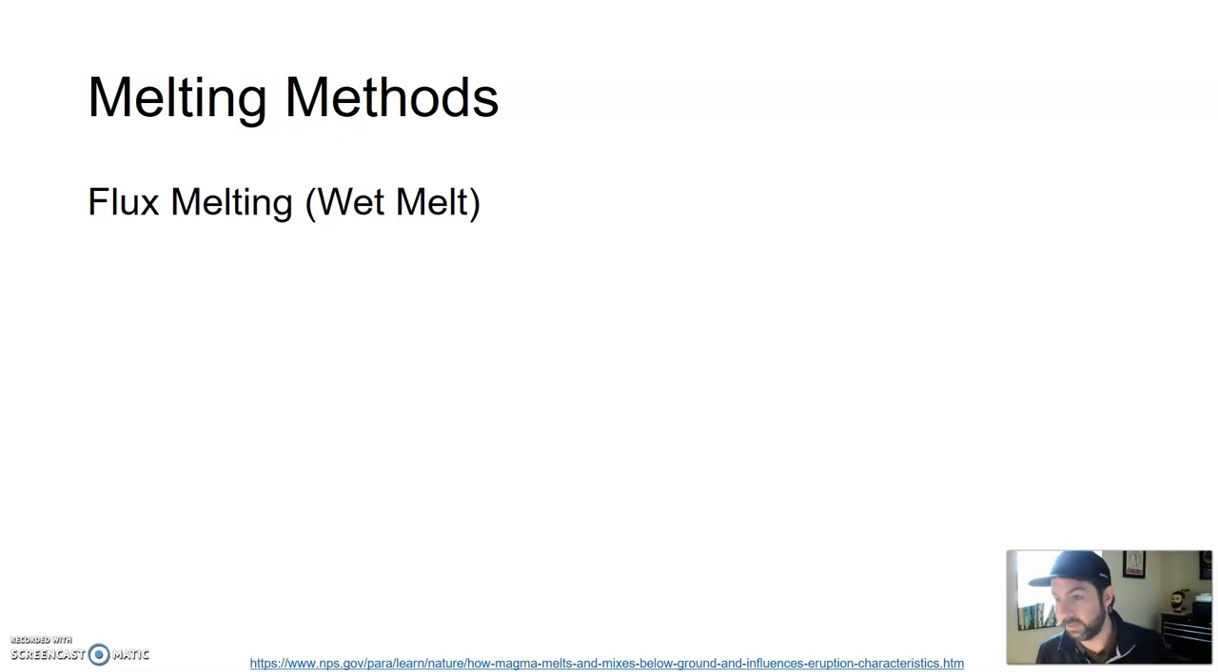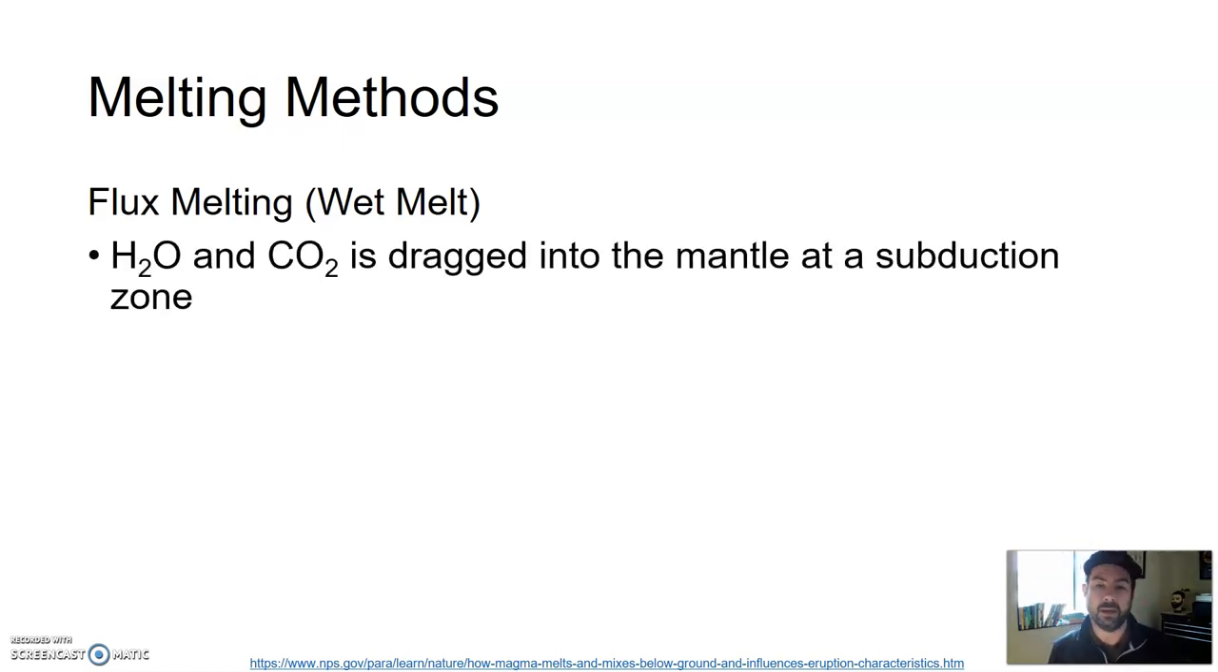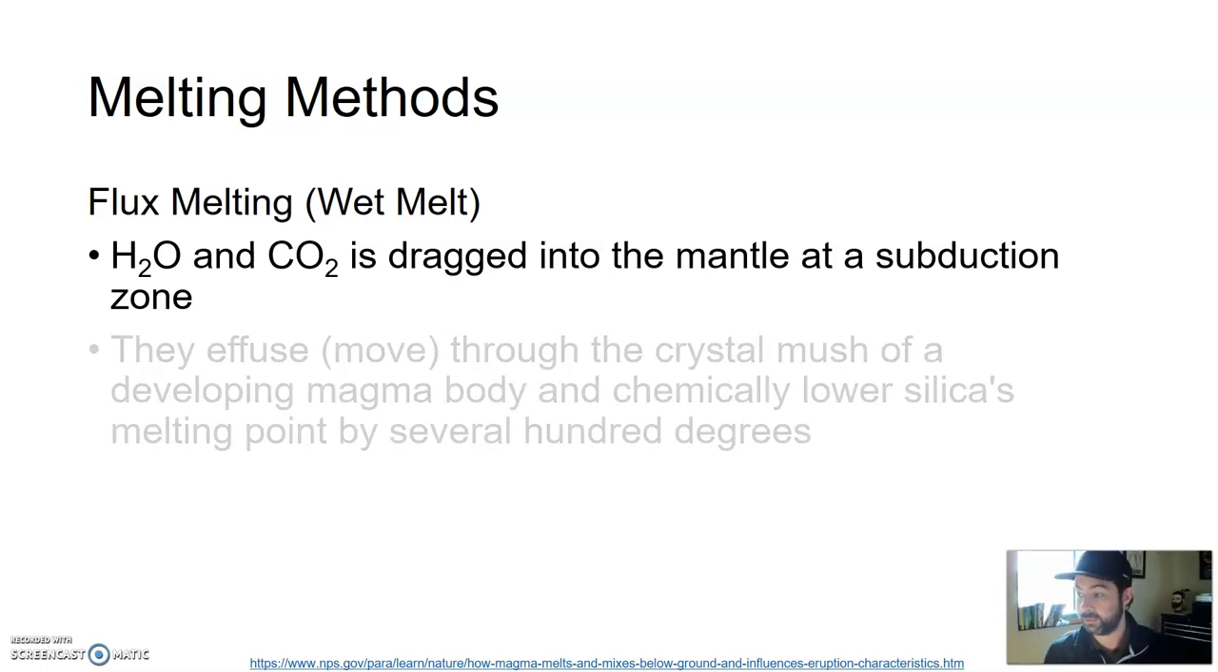Where we do add water is flux melting, which is known as a wet melt. Typically at convergent boundaries, as that subducting plate is creeping its way down, it's bringing with it some water as well as carbon dioxide. Whether that's gaseous or locked into the rock material, it's bringing that material into the mantle at the subduction zone.